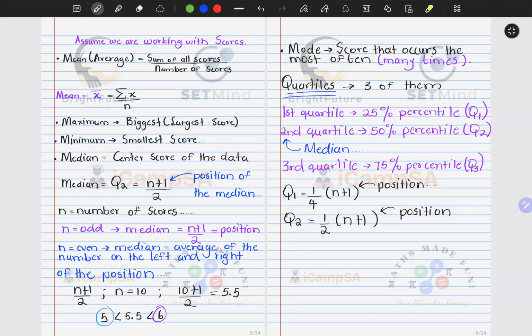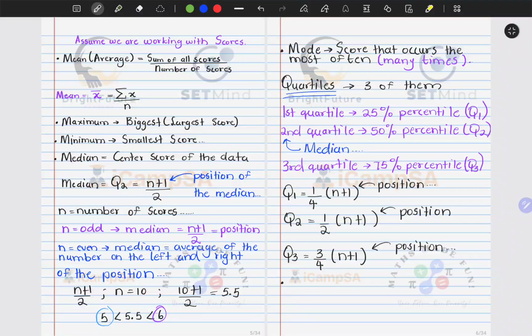And then we go to Q3, which will be 3 over 4 into n plus 1. And this, remember, will tell us the position. And whenever a position is like 0.5, meaning in between two numbers, you take the number on the left and the number on the right, you add them and you divide by 2.